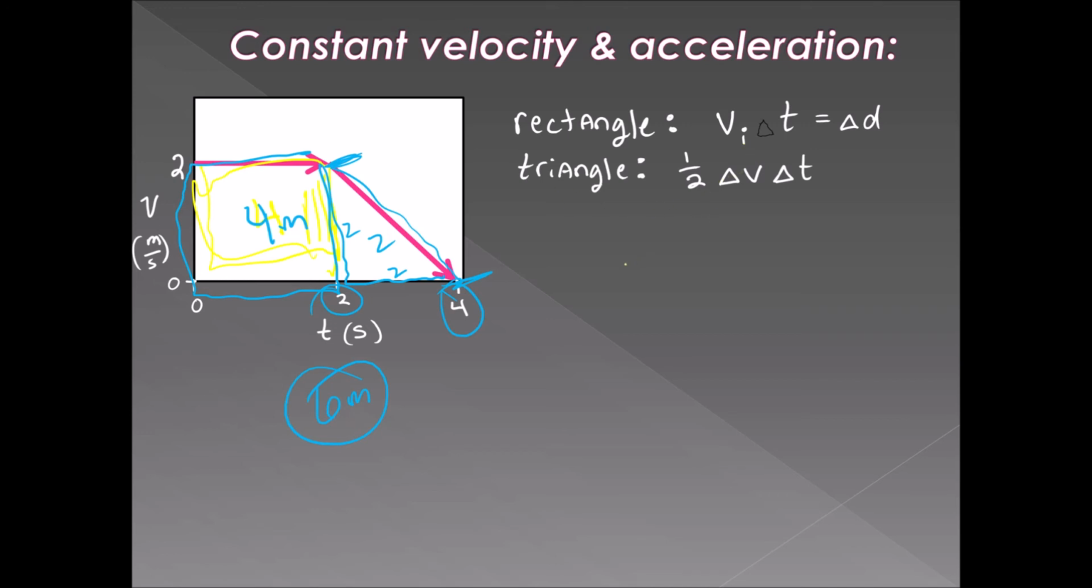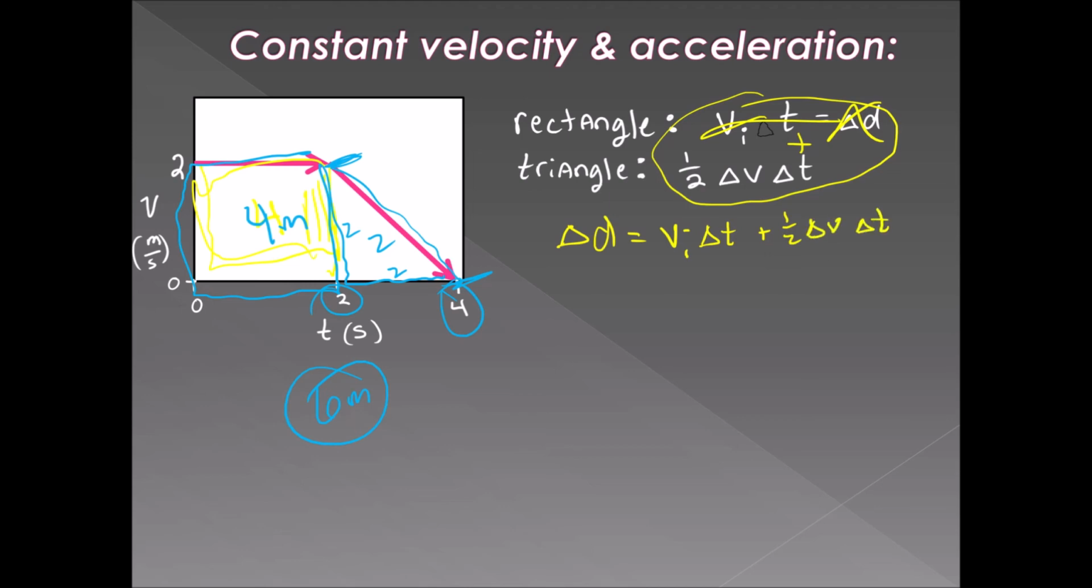Another way you could do this is to look at this as a trapezoid. And for a trapezoid, we can combine these two, because basically we're adding these two shapes together, and we can get the formula of final displacement equals initial velocity times your change in time plus 1/2 change in velocity times change in time. That gets kind of lengthy to add all these segments together.